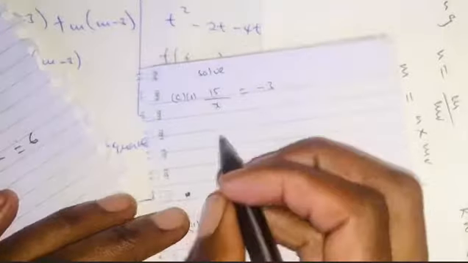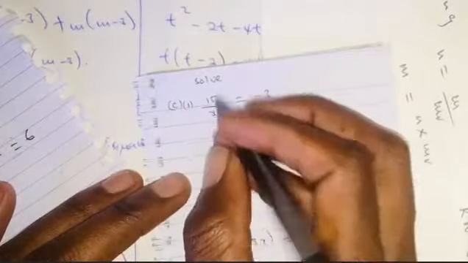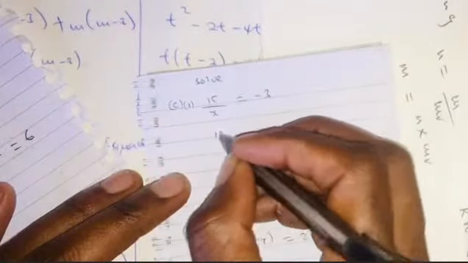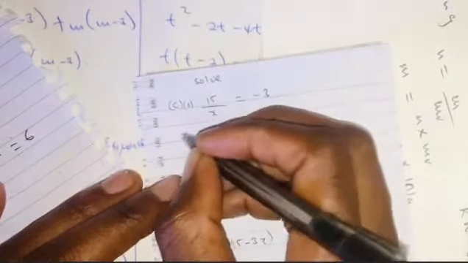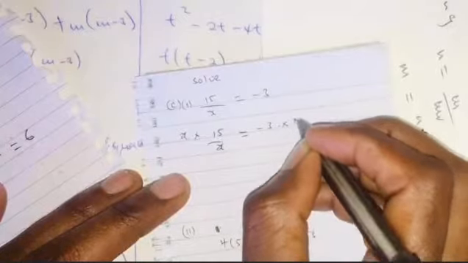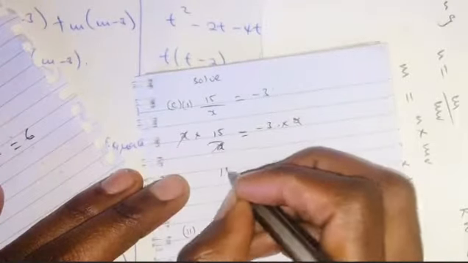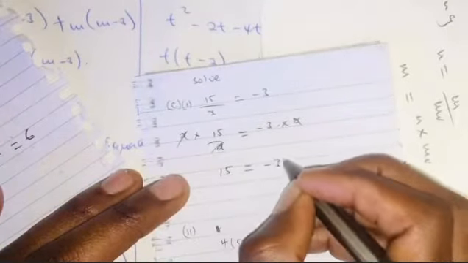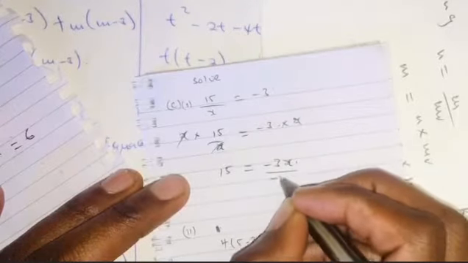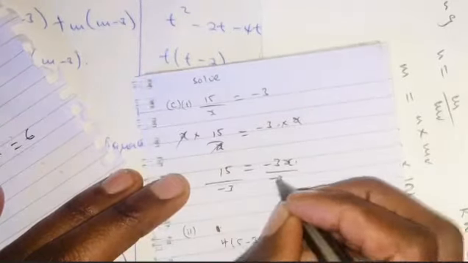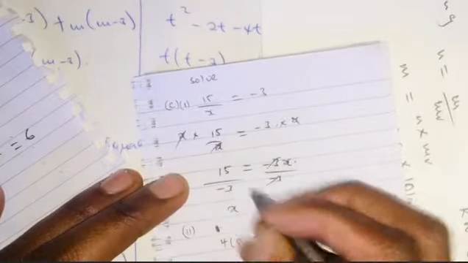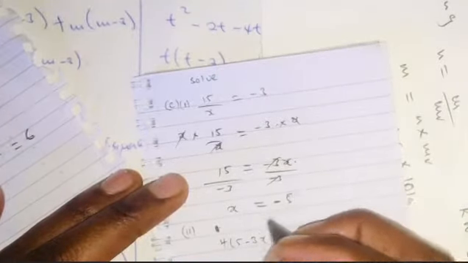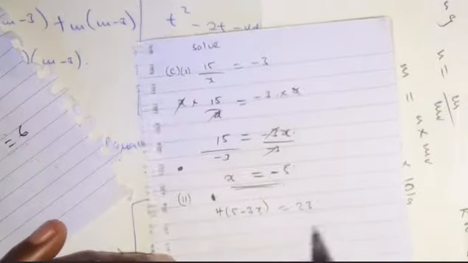It says solve this equation. You're simply multiplying both sides. 15 over x is equal to minus 3. Multiply both sides by x. Then you say 15 is equal to minus 3x, over minus 3, over minus 3. Then of course x will come up as minus 5. That's it for item number C.